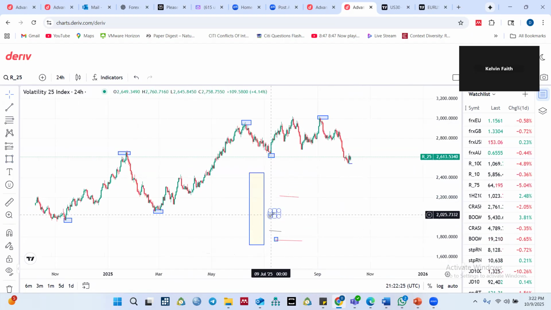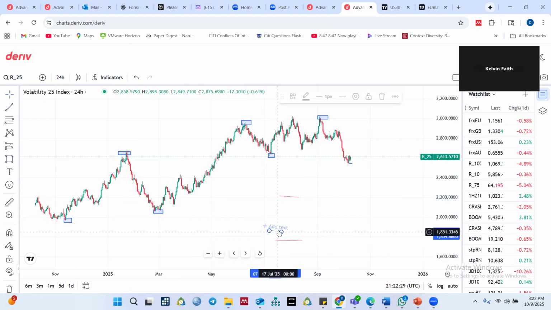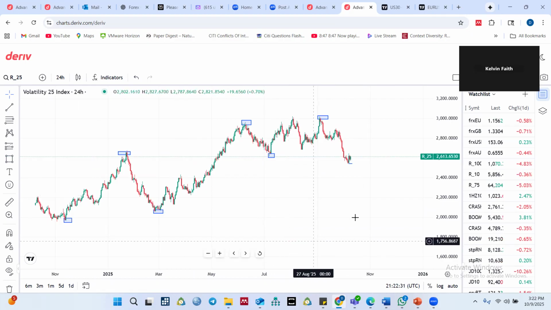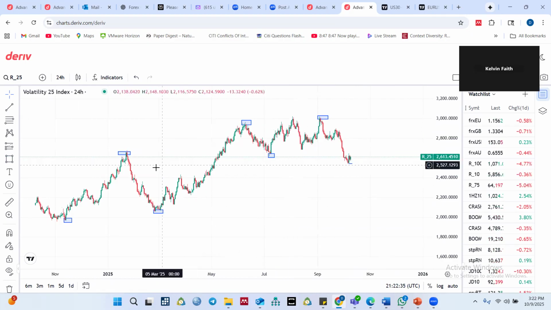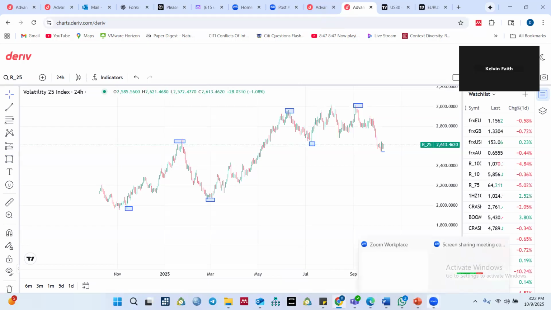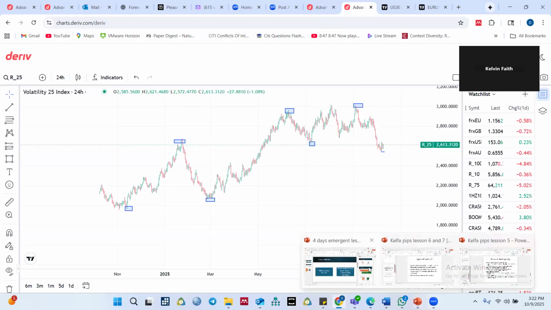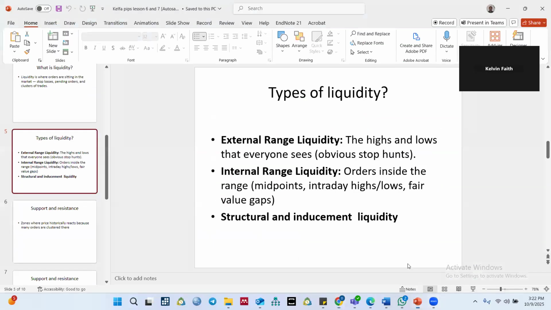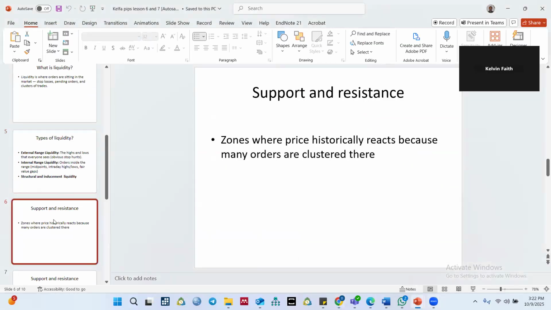Let me clear the chart one more time. Internal liquidity will be within. Structural and inducement liquidity, we will tackle that later. You will not really get it right now. Perfect.